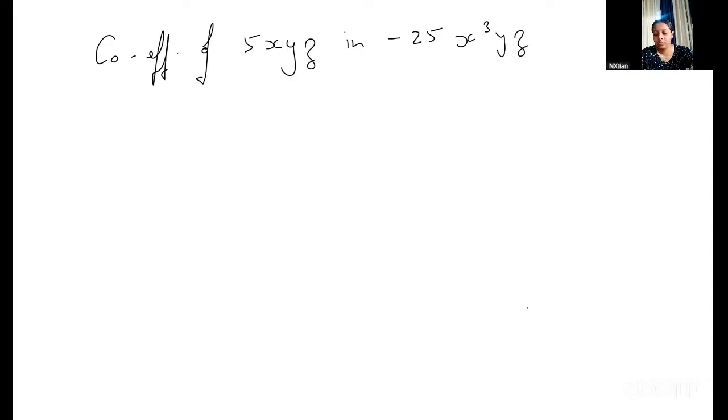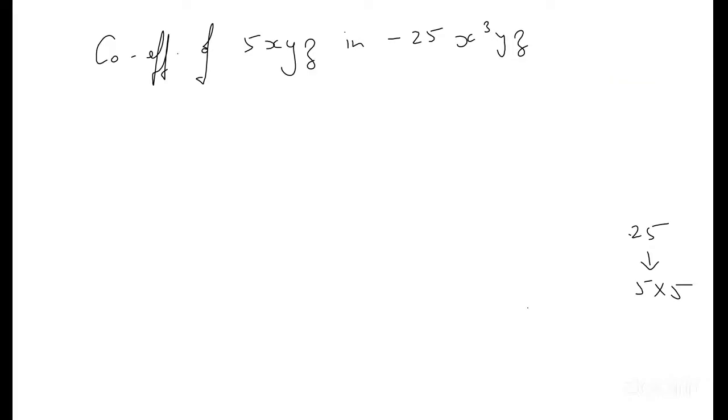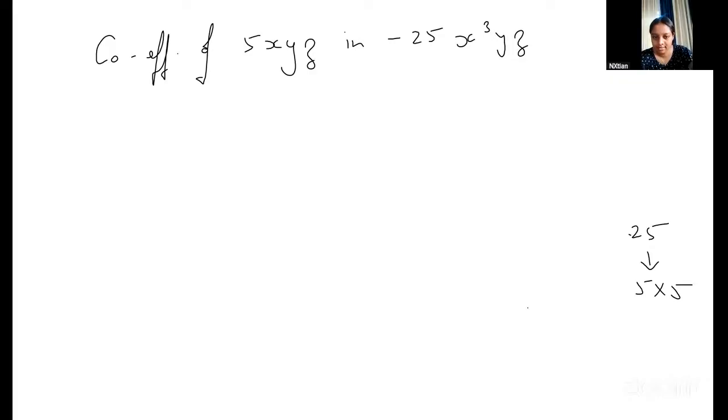This is what we do. In expanded form, we know that 25 can be written as 5 times 5. Right? 25 can also be written as 5 times 5. Is it 20x square? No, not 20x square.